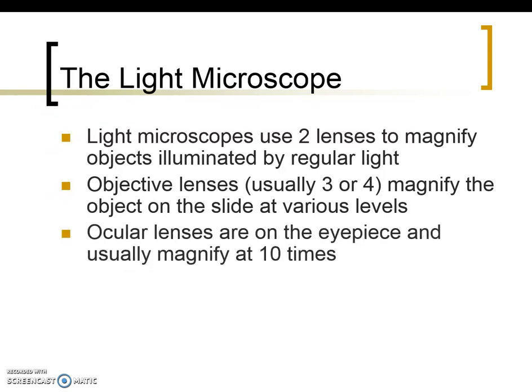The ocular lenses are the eyepieces that you look through, and they usually magnify it 10 times bigger, which is what our microscopes in lab do. So our 2 lenses are called the ocular lenses and then the objective lenses.